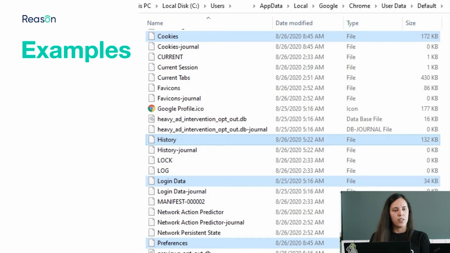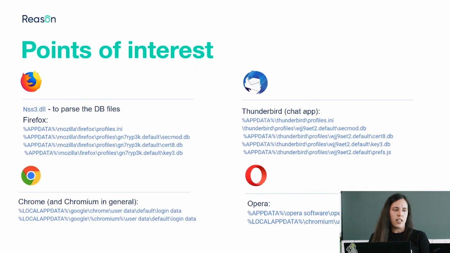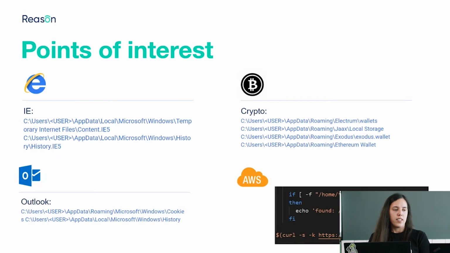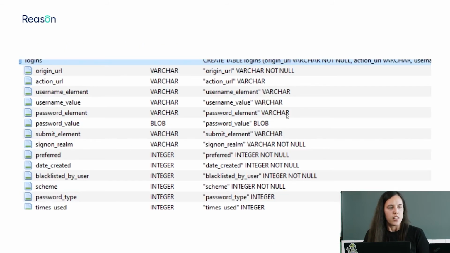This is the Google Chrome user data default folder, and it contains many sensitive files such as cookies, history, and login data. The login data file contains all of the passwords, and similar files also exist for the rest of the browsers, such as Firefox, Opera, Thunderbird, and even email accounts or cryptocurrency wallets or Amazon credentials can also be stolen from the station. So this is how the login data file looks when you open it in the SQL browser.